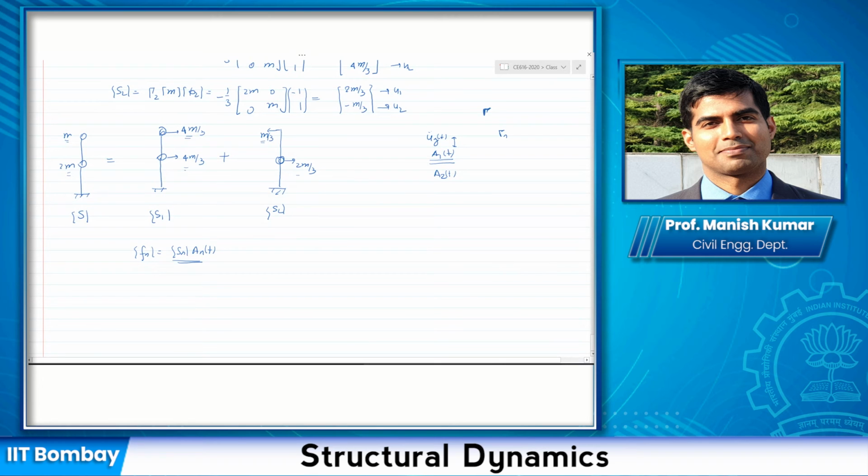So all I need to do is multiply this with A1t for the first mode, and A2t for the second mode. And what I have got is basically the equivalent static forces. Okay. And to find out the story shear, what do I need to do?